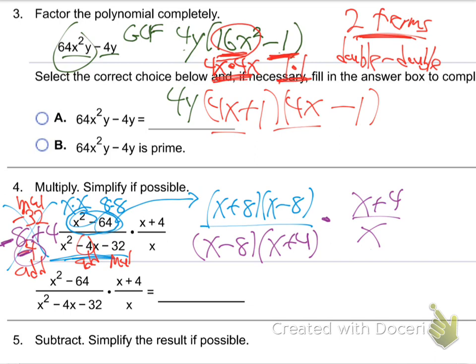Okay, now what can we cancel from here? Can we cancel anything? Yeah, x minus 8, x minus 8, x plus 4, x plus 4. What are we left with? x plus 8 all over x. We can't cancel anymore.